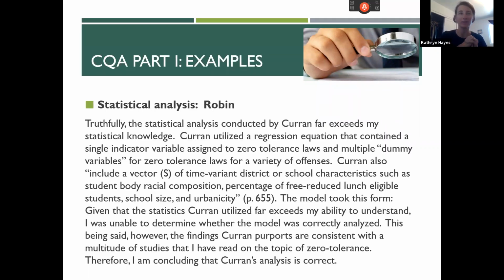Okay, now the statistical analysis is probably going to be the hardest in your first go around. We will not have gotten to statistics at all. Some of you may have familiarity, others don't, and that's okay. You can see here where Robin wrote, truthfully, the statistical analysis conducted by Corinne far exceeds my statistical knowledge, and that's okay. It's okay to write that. Corinne utilized a regression, but she doesn't give up, right? She goes in and says, I'm gonna try to unpack this. He used a regression equation that contained a single indicator variable assigned to zero tolerance laws and multiple dummy variables for zero tolerance laws. So she's trying to unpack this language.